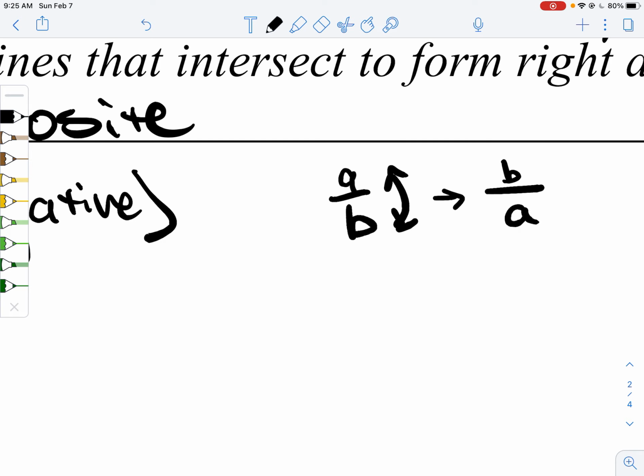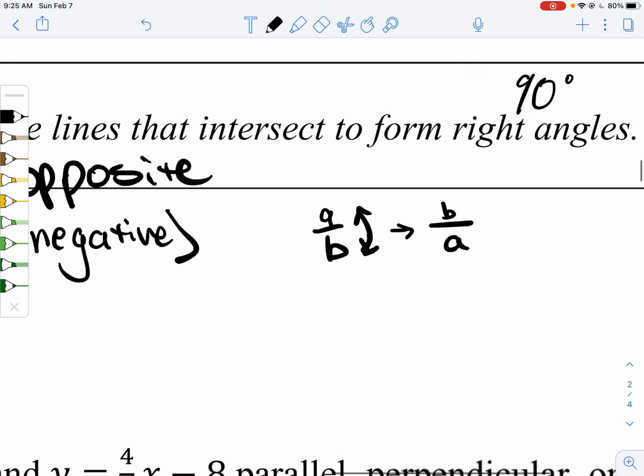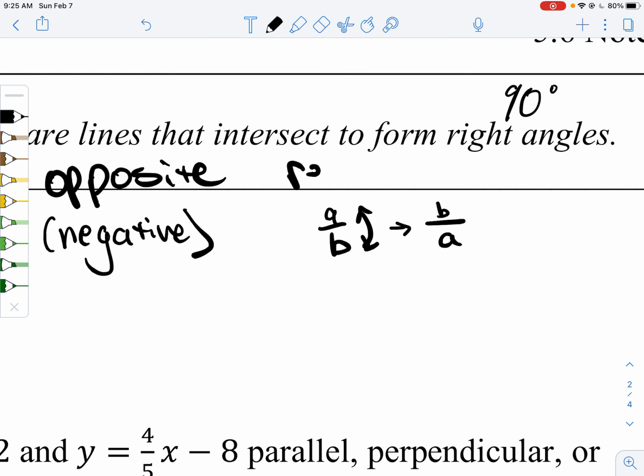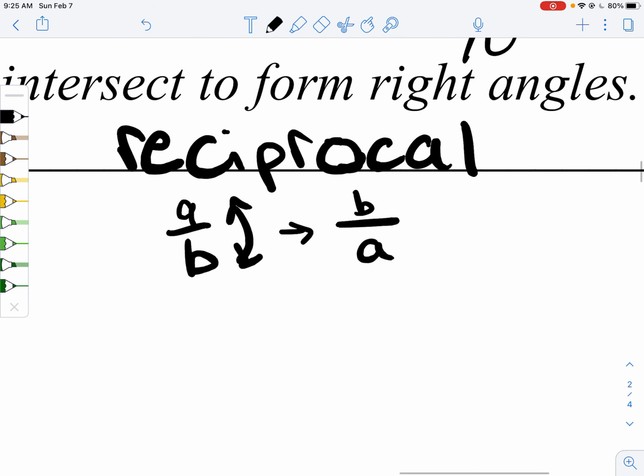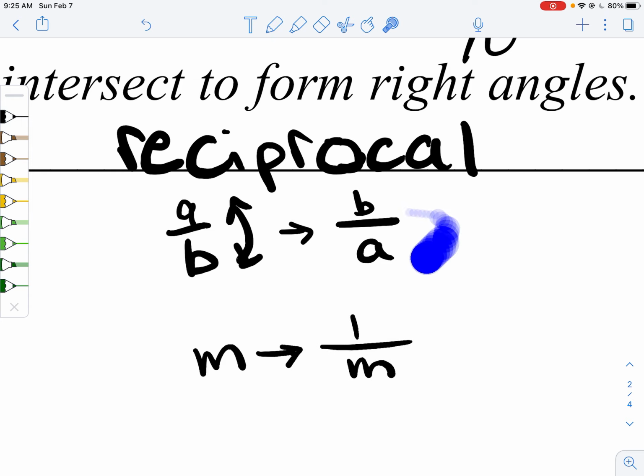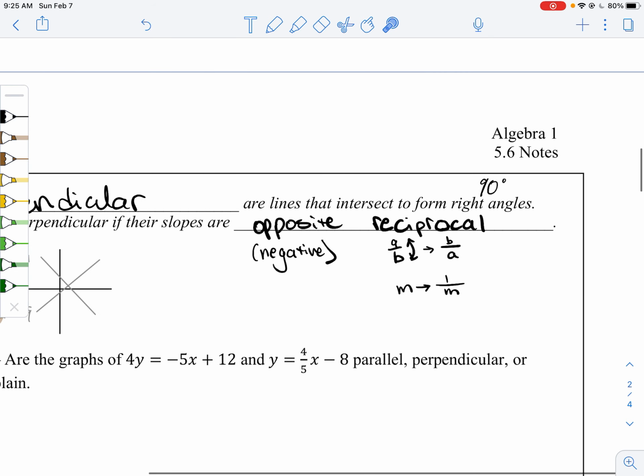We call that a reciprocal, because there's some reciprocity there. The reciprocal is flipping it upside down. Another way to think of a reciprocal is if you have m, then its reciprocal is 1 divided by m, because that's how you flip it around. The reason I use m is because m is our slope.